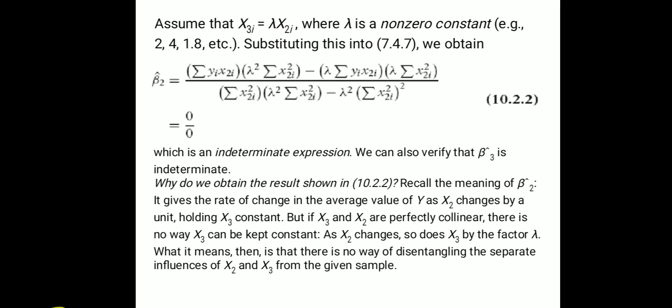So holding constant, this is not possible. With perfect collinearity, there is no way x3 can be kept constant. This is the meaning. So when x2 changes, x3 changes by the factor lambda.